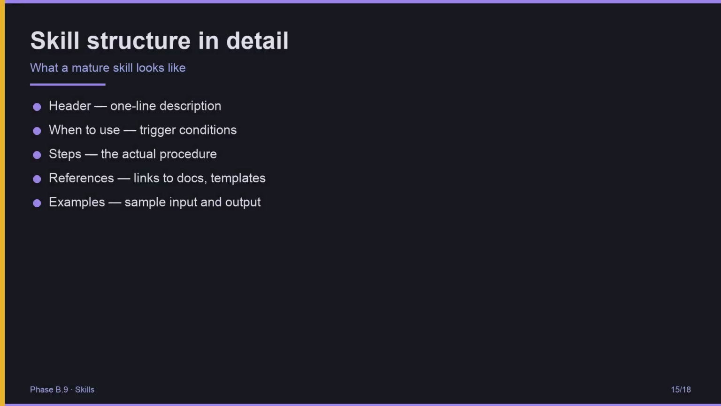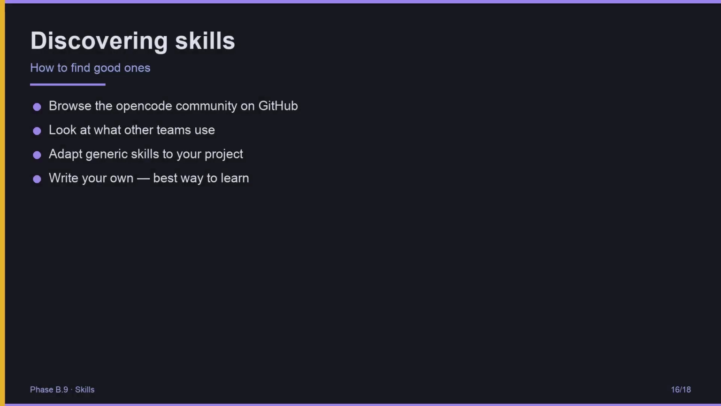Skill structure in detail. A mature skill has a header with a one-line description. A when to use section with trigger conditions. A steps section with the actual procedure. A references section with links to docs, templates, anything helpful. And an example section with sample input and output. About 30 to 50 lines total. Self-contained, focused, complete.